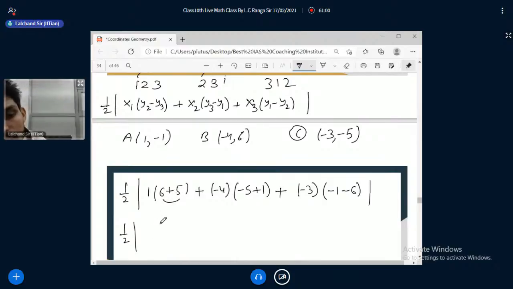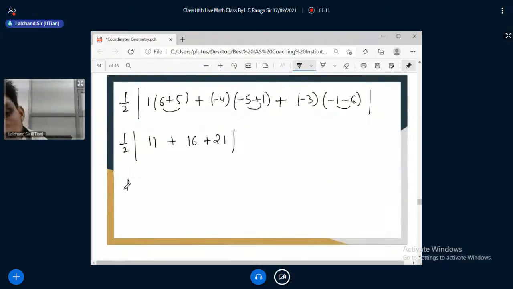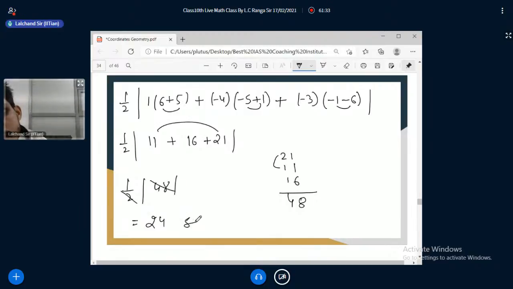Mod 1 by 2, this is 11, plus this is minus 4 into minus 4, plus 16, this is minus 3 into minus 7, plus 21. Okay, if we simplify this, then 1 by 2, this is 11 plus 16 plus 21, so this is 48. If we divide by 2, we get 24 square units. This is the area of the triangle. Are you getting this? How to find the area of a triangle?